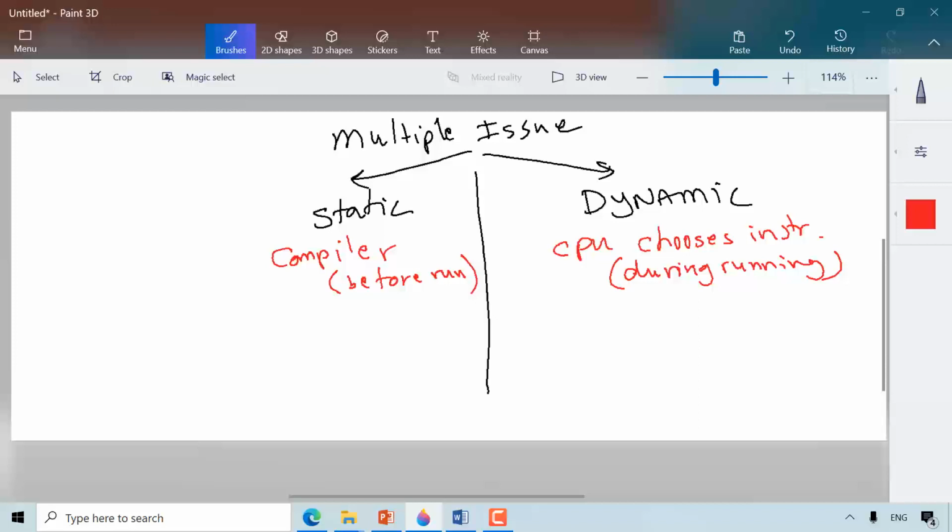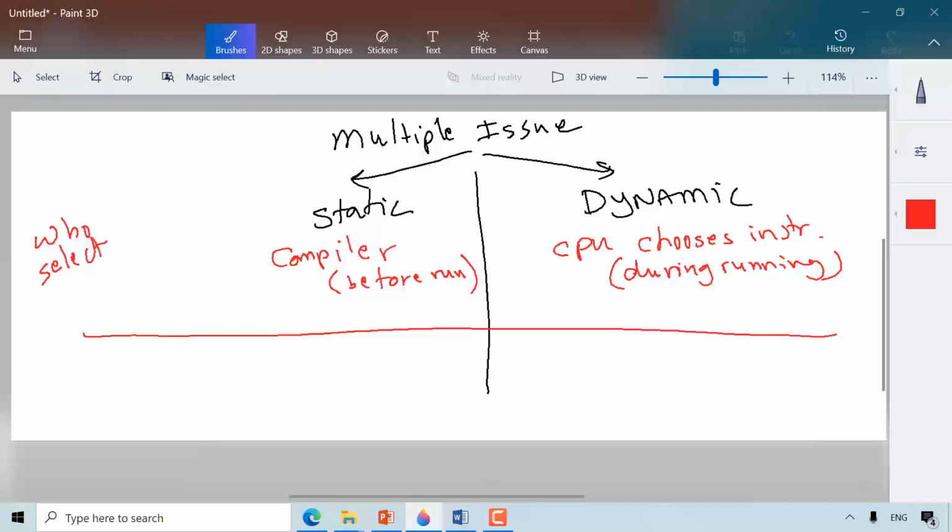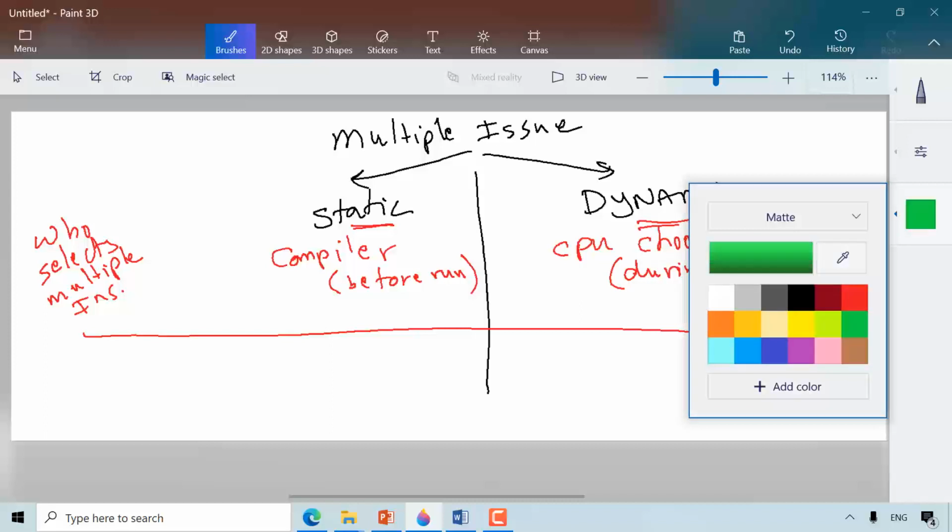In this case, we would like to say who selects the multiple instructions to be executed. If we have the compiler choosing those instructions, they call it static multiple issue. And if the CPU chooses those instructions, it is dynamic. Okay, good. So we'll move on to the next point here.